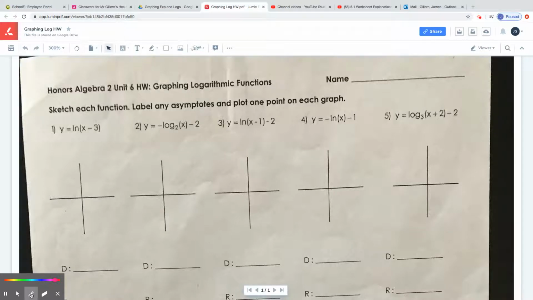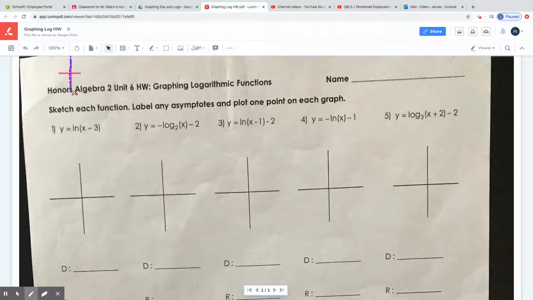Everybody, I'm going to go over all the answers to the homework on graphing logs. Just remember that the basic shape for a log graph is different from an exponential. Remember, they're inverses of each other. So an exponential has a horizontal asymptote. In a log graph, we have a vertical asymptote.